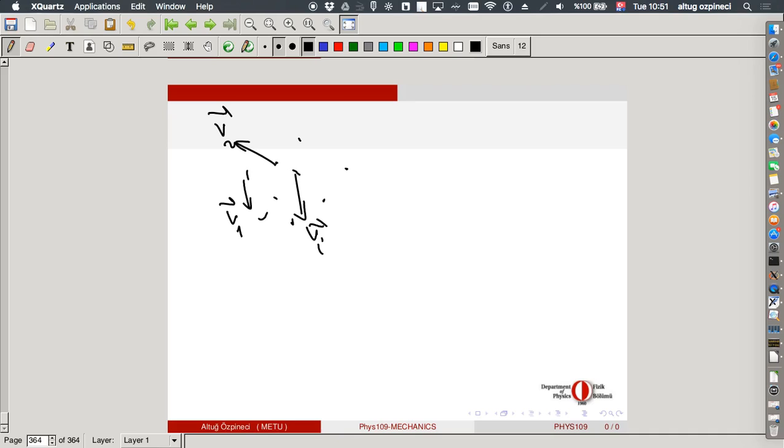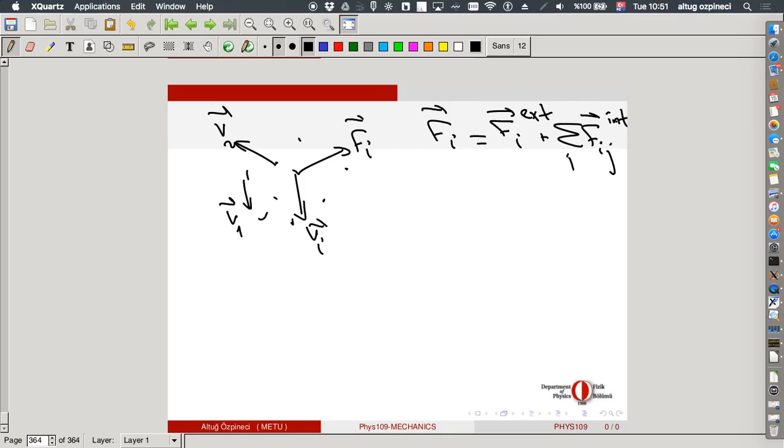So each one will feel some force, let's say Fi. Fi will be, some of it will be some external force, plus some of it will be due to the jth particle. This is the internal force acting on my object. It can be a rigid object or even a non-rigid object. We can still talk about the total angular momentum of the system. It will be the sum of ri cross pi.